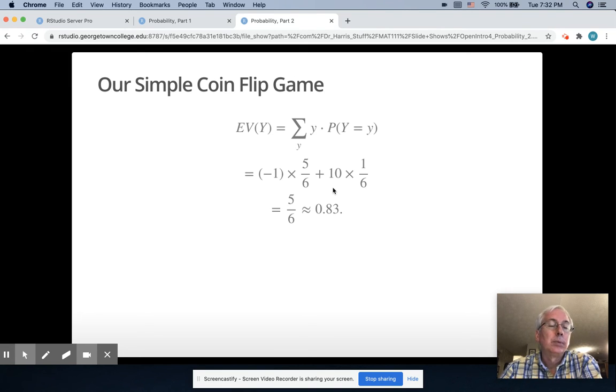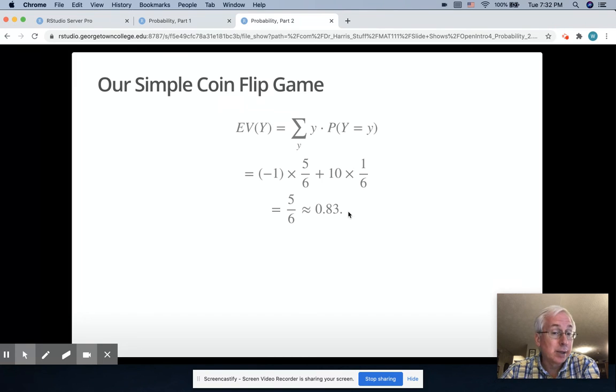So notice that the expected value is positive in this case. And the values of y were money values, and so this is a money value as well. This is actually going to be in dollars because -1 and 10 were in dollars. And so what this is telling us is that if we played this game many, many, many, many times, we would expect to win 83 cents, 83 and a third cents on average for each time we played it.